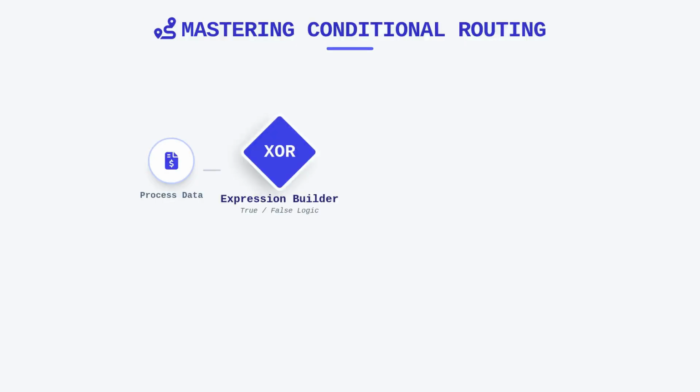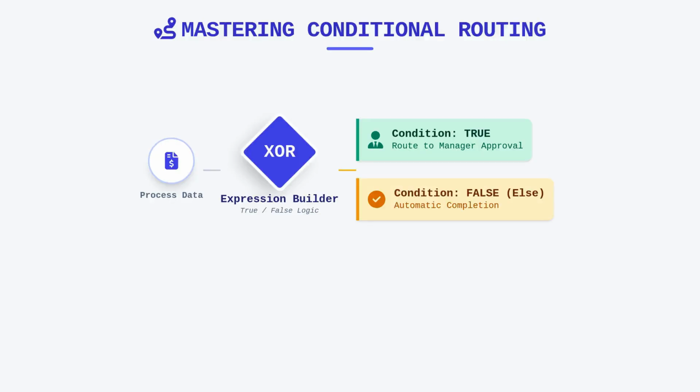To effectively manage conditional routing, you must master the configuration of outgoing paths, which utilize expressions that return a true or false value. You define these within the flow properties of the gateway, ensuring that the logic accounts for all possible business scenarios, including an else or default path if necessary. For instance, if you're routing an expense approval process, you might use an XOR gateway to send a request to a manager if the total exceeds a certain amount, while automatically completing the task if it falls below that threshold.